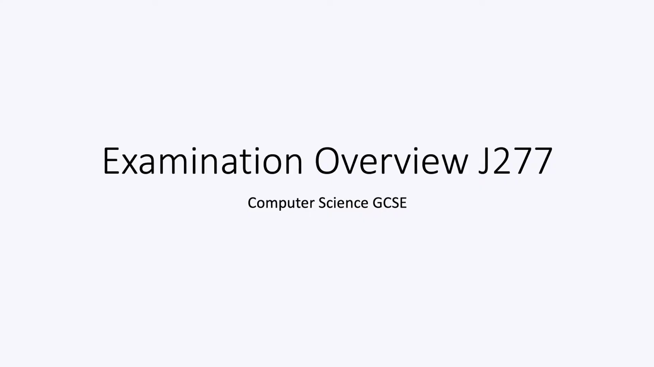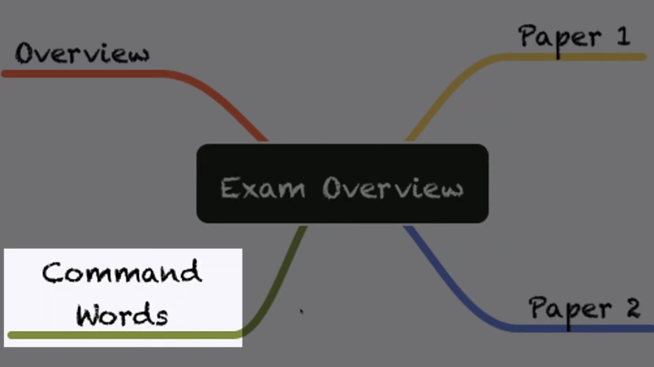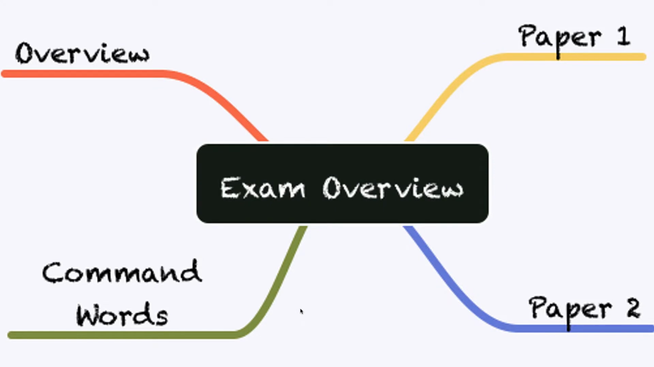Hi everyone, I wanted to give you a quick overview of the Computer Science GCSE specification code J277. I want to start with an overview and then look at each of the two papers in turn and consider the command words that you're going to need to know.